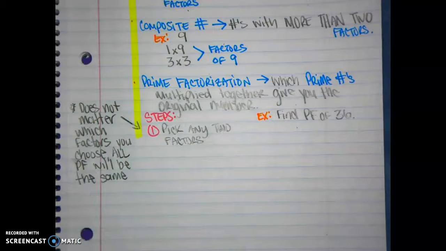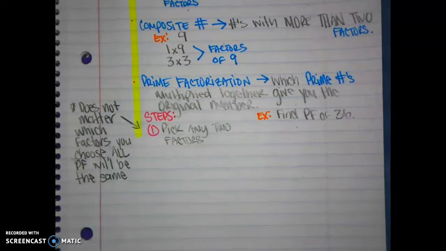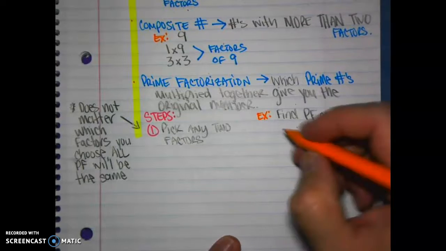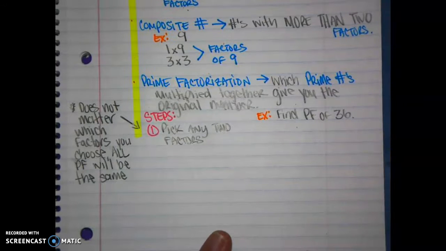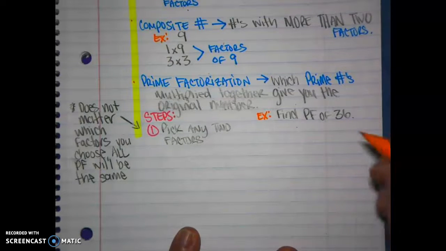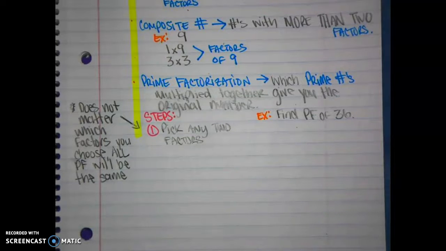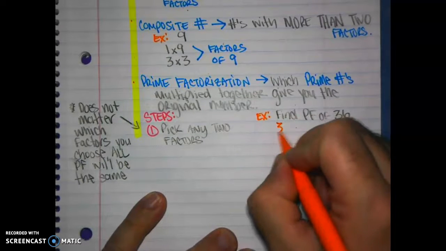That's going to make more sense because if you think of 36, you could pick any 2 factors. You can pick 2 times 18, 3 times 12, 4 times 9, or 6 times 6. Any of those factors are going to work. I'm just going to choose 3 times 12, just because that's the first one that pops into my head.